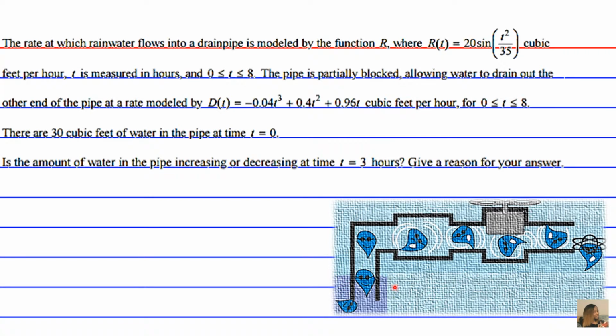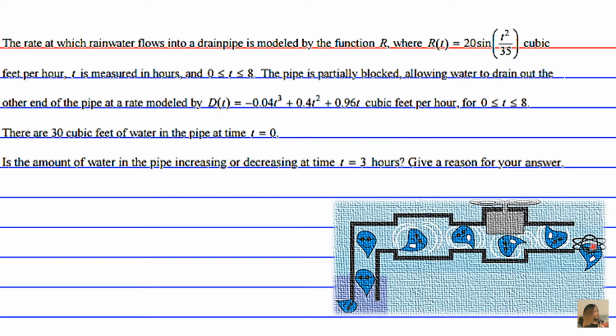So r of t represents the activity going in at this end of the spout. That's the rate of water flowing in, and d of t represents the activity going on at the end of the pipe, okay? That's the rate at which the water falls out. And they're not going to be exactly equivalent because you have the water molecules eddying and turning, then you have some slight blockage here, so the rates won't be exactly the same. That's why d of t is modeled by the equation negative, and it's negative because you're subtracting an amount of water, whereas r of t is positive because you're adding an amount of water to the pipe.